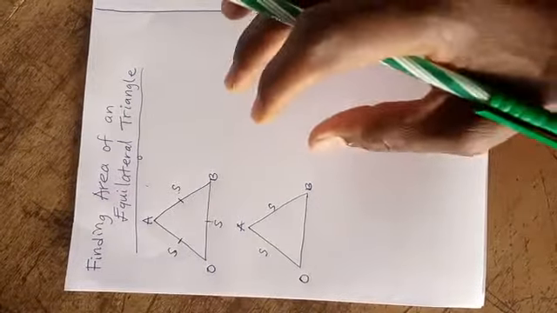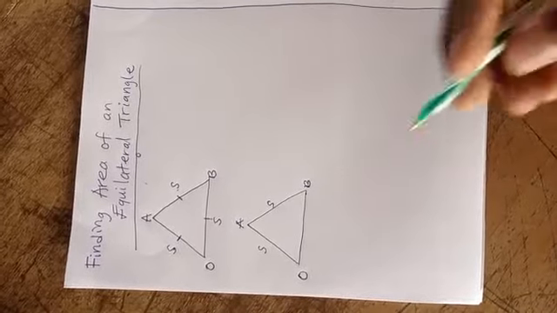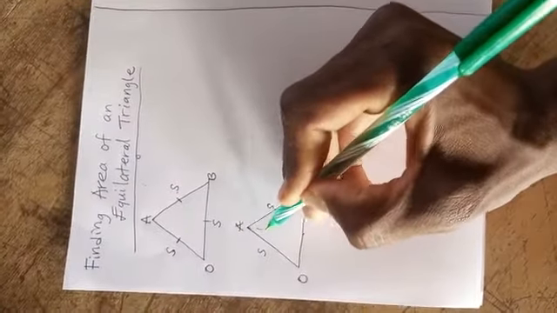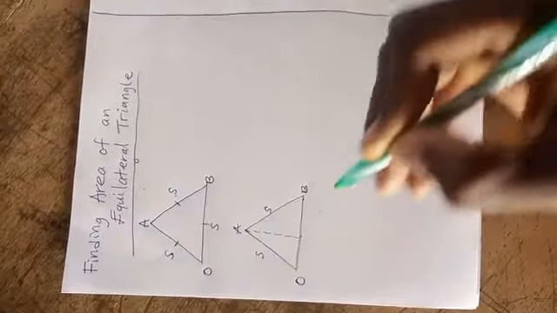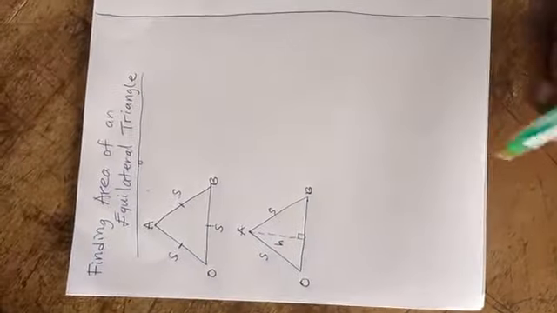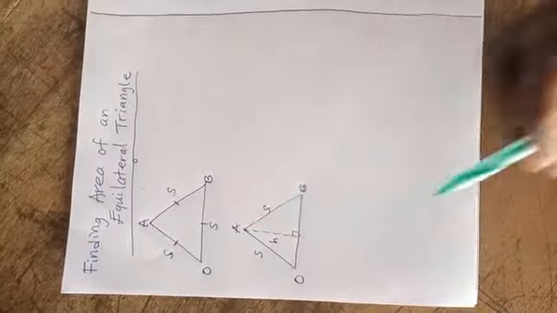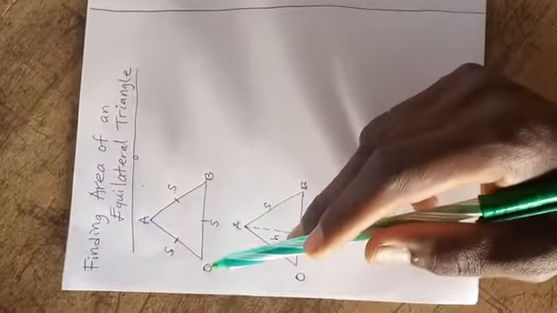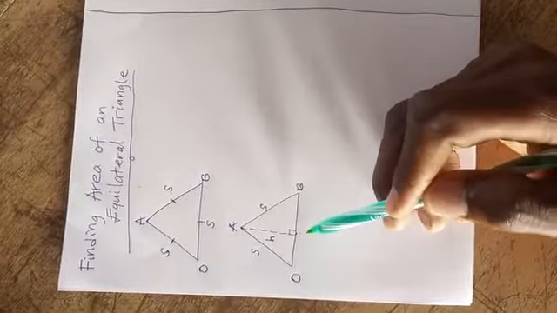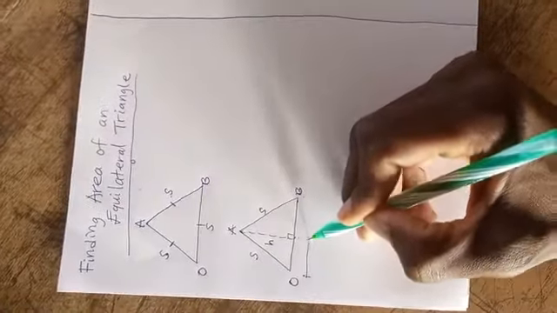So to find the area of this triangle, we first need to get the height of this triangle. The height will be perpendicular to this line from point A. So this is the height of the triangle. Let's call it H. This height will separate this base into two equal halves. So if the whole base is S, then the distance from here to here will be half of S, and the distance from here to here will be half of S.